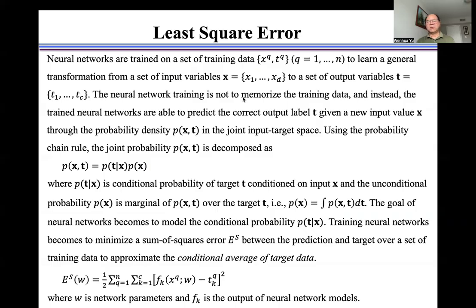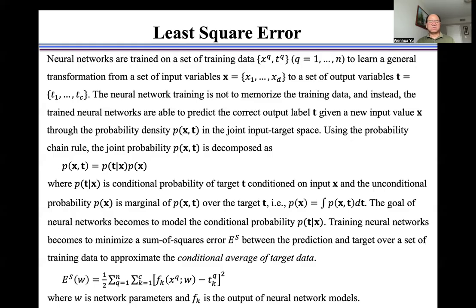predict the correct output label given a new input value x through the probability density p in the joint input target space. Using the probability chain rule, the joint probability p is decomposed as here, where p(t|x) is a conditional probability of a target t conditioned on the input x, and the unconditional probability p(x) is a margin of p(x,t) over the target t. The goal of neural networks becomes to model the conditional probability of t conditioned on x.